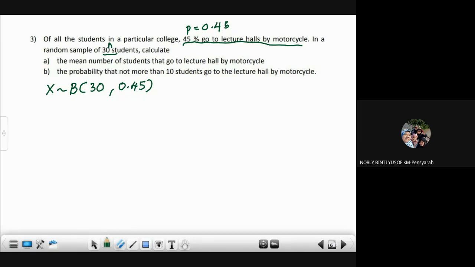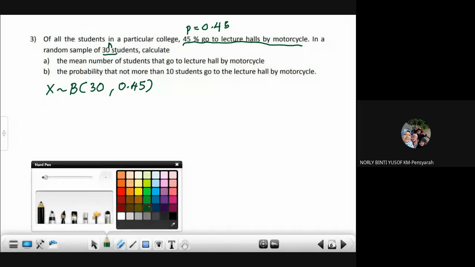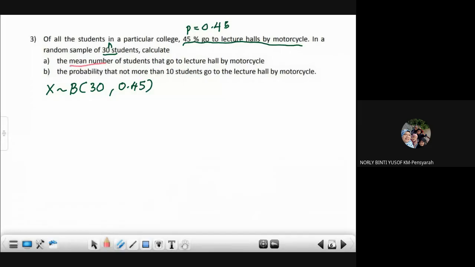The questions ask you to calculate the mean of the number of student go to the lecture. So sama event dia, go to the lecture hall by motorcycle. So nak cari mean, samalah. Mean formula dia adalah NP. So calculate 30 times 0.45, you akan dapat 13.5.